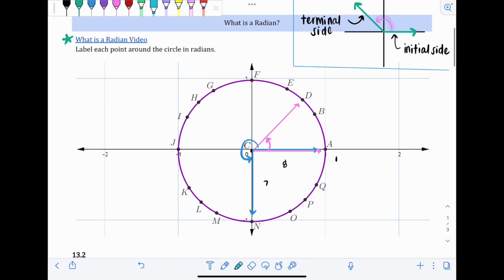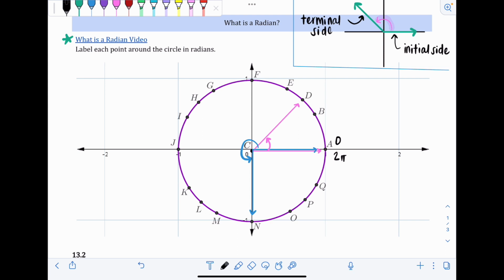Okay, so in 13.1, we're going to label these two angles within the circle in radians. You should have learned from the video that one full rotation around the circle is 360 degrees, but in radians, it's 2 pi. If we're starting at the initial side, it would be at 0, and after one full rotation, that angle would be at 2 pi. If it starts here, rotates all the way around and lands back at itself, it's done one full rotation and it would be at 2 pi.